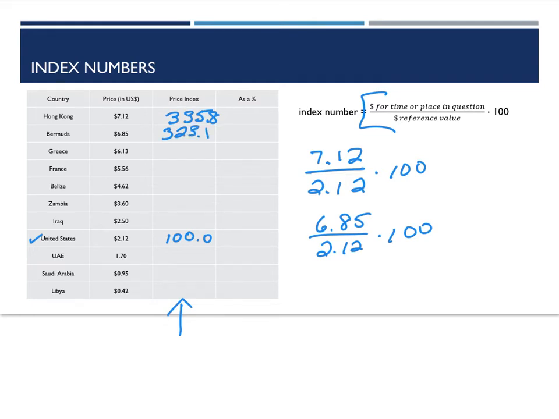So what I'd like you to do now is just to put this on pause and fill out the rest of your chart. Find the rest of your index numbers, and then restart this when you're finished.